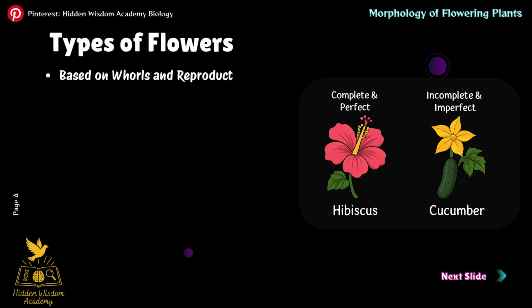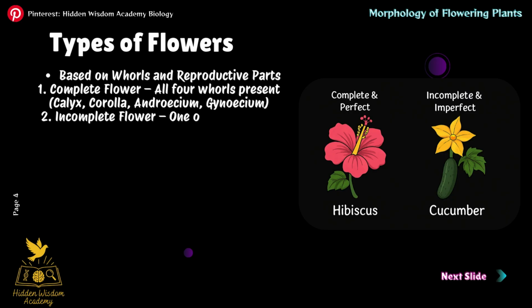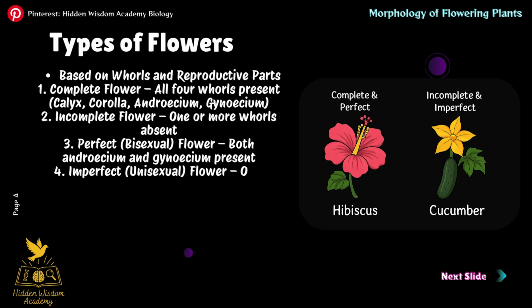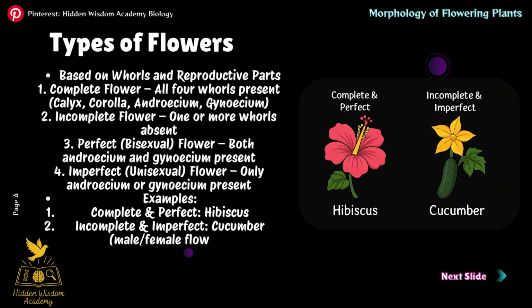Now, let's talk about types of flowers. Flowers are classified by their whorls and reproductive organs. A complete flower has all four whorls: calyx, corolla, androecium, and gynoecium. An incomplete flower is missing one or more whorls. A perfect, bisexual, flower has both male and female parts, while an imperfect, unisexual, flower has only one. For example, hibiscus is complete and perfect, while cucumber has separate male and female flowers, so it is incomplete and imperfect. Remember, complete is not equal to perfect and incomplete is not equal to imperfect. This is important for exams.